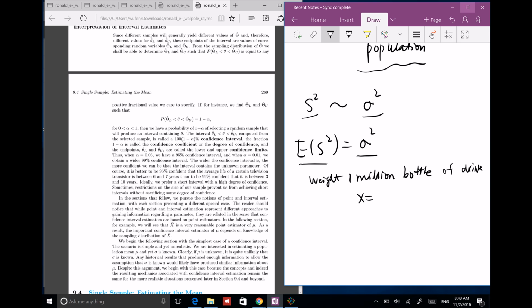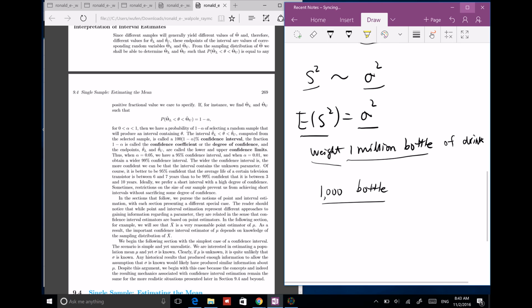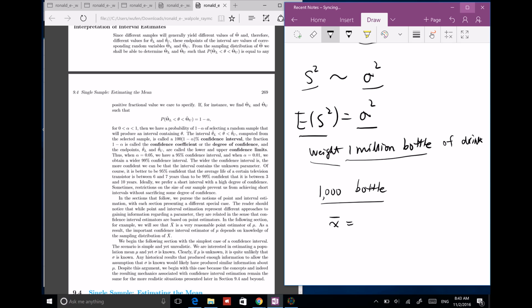As I said, it's very hard to measure 1 million bottles one by one. It's very time consuming, and the cost is too much. So basically, we want to estimate, for example, just 1,000. That's not that many, right? I want to take 1,000 bottles and find the mean value of the weight. So what do you have? You have an X bar, for example, 1.05 pound. So the average weight of 1,000 bottles is 1.05 pound per bottle.